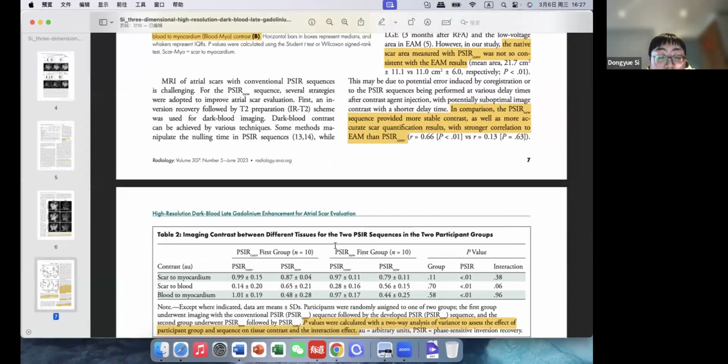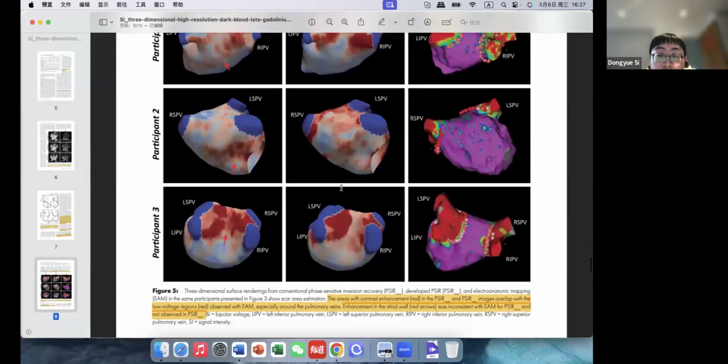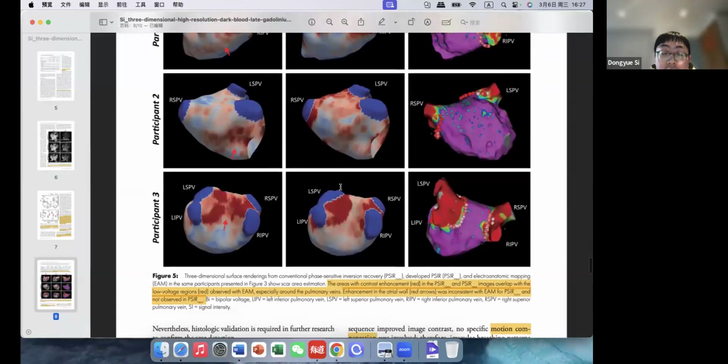The second is the scar area quantification. The visual inspection shows that the area with contrast enhancement in the PSIR sequences overlaps with the low voltage area in the electroanatomic mapping. However, there is some enhancement in the conventional PSIR sequence that was not so consistent with the reference.